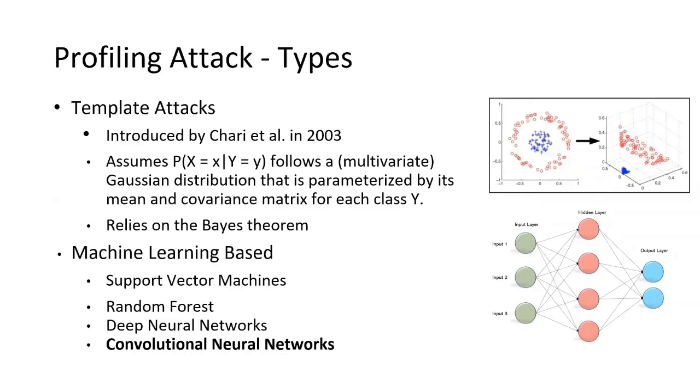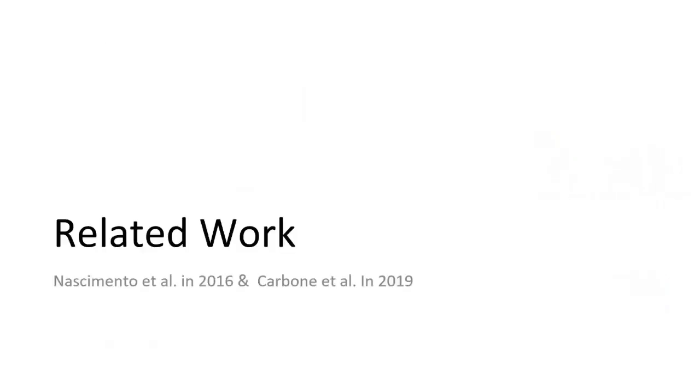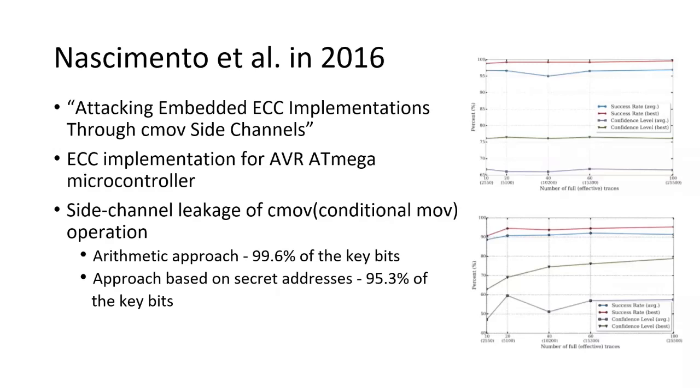As we mentioned earlier, the paper concentrated on CNN as its primary method, as a part of the ML family. Before we dive deep into the attack itself, we'll cover some related papers.